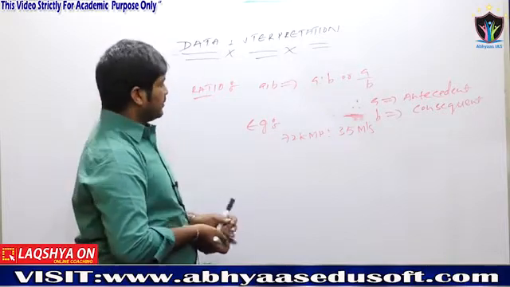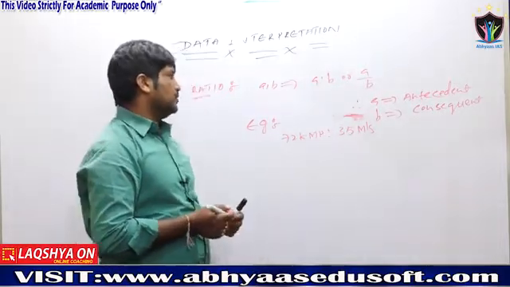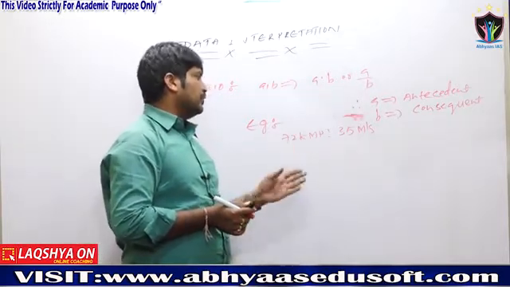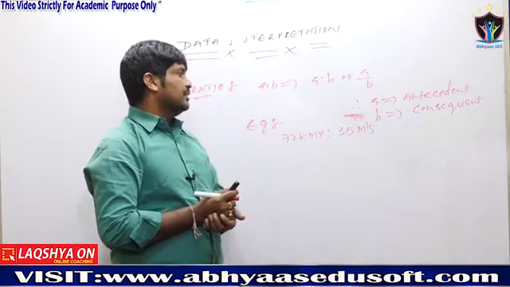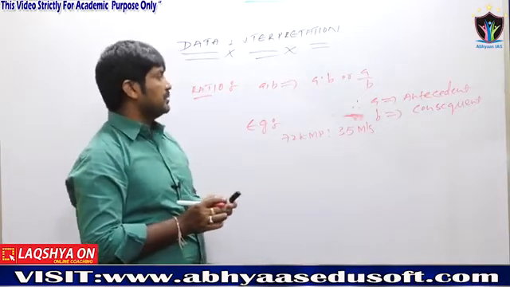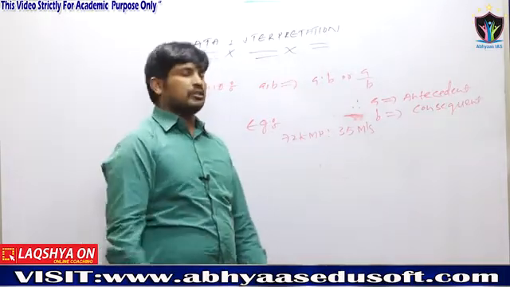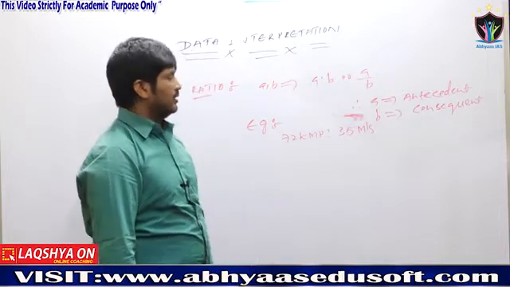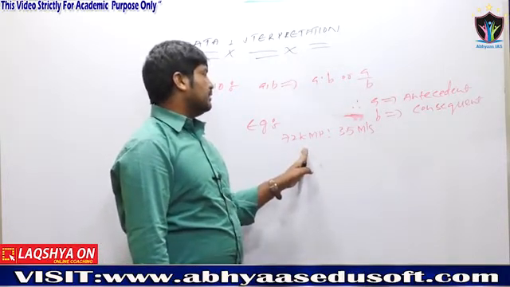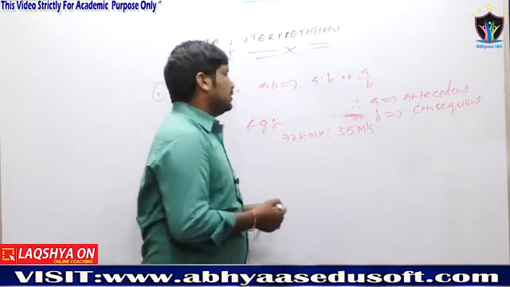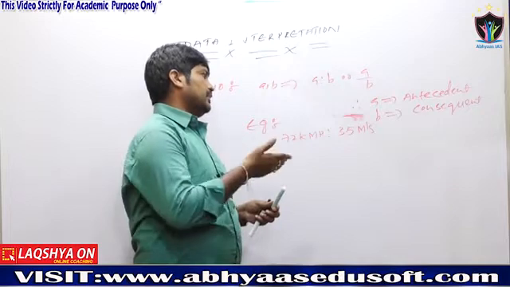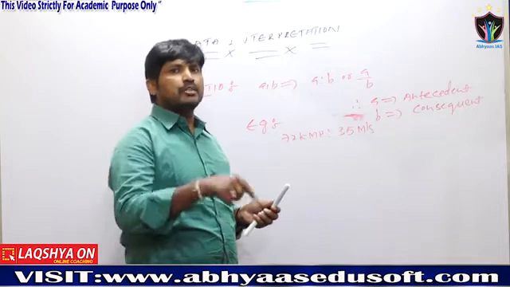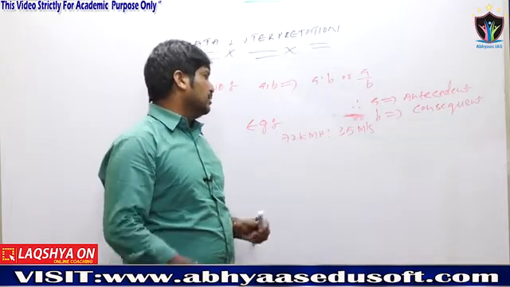When we see these two, they are not similar quantities. One is given as 72 kmph and the other is 35 meter per second. Definitely we should make them similar. Either we convert kmph into meter per second, or meter per second into kmph.